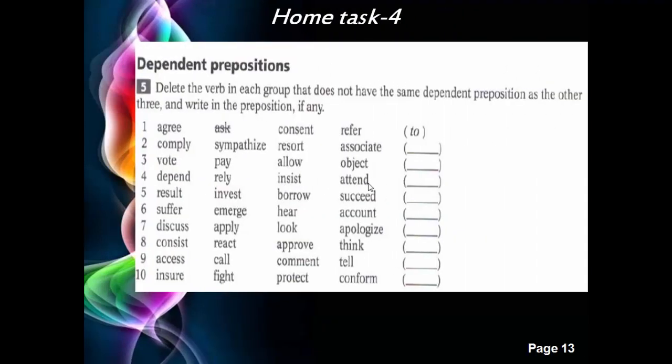And the last one, home task 4, dependent prepositions. You need to delete the verb in each group that does not have the same dependent preposition as the other 3 and write in the preposition if any. A sample is given. First one: agree, ask, consent, refer. They come with the preposition to. And what is not the proper word here is ask.